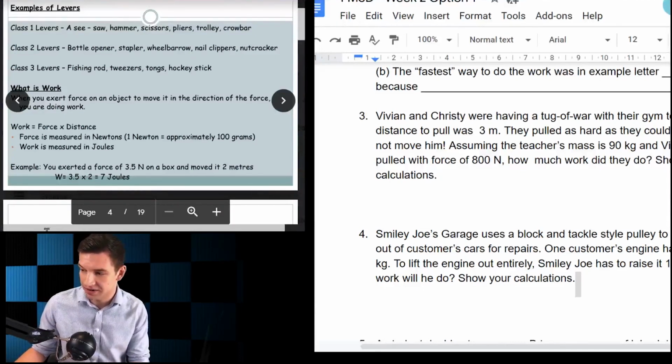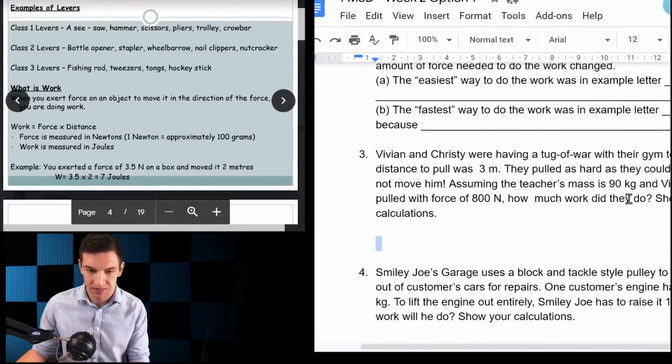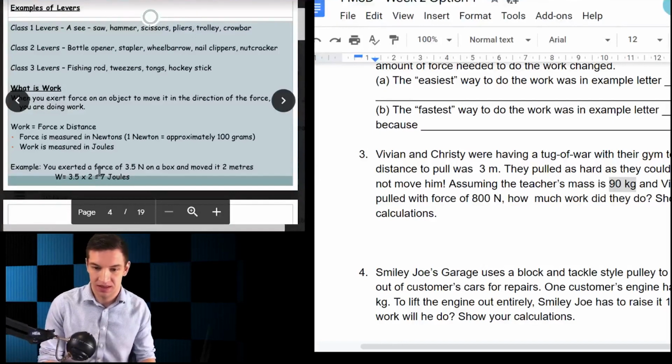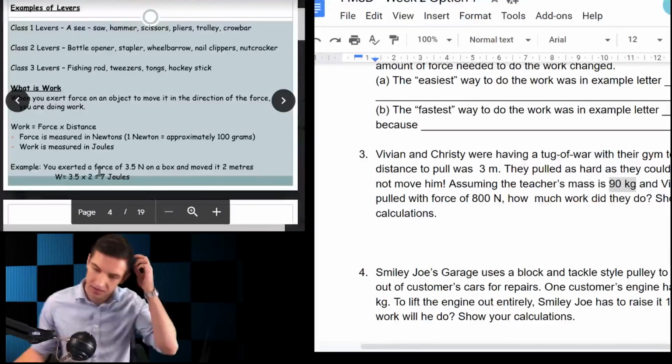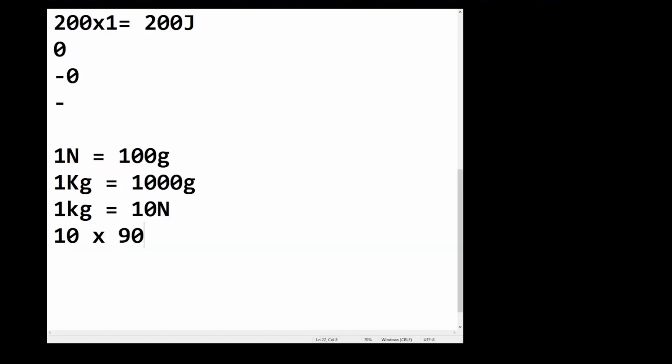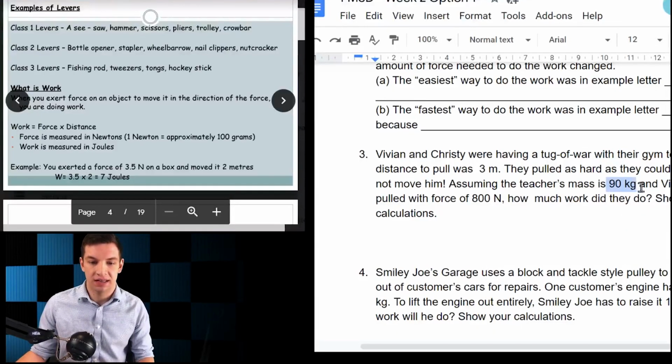So for our question here, we have our gym teacher who weighs 90 kilograms. How many newtons is that? So if 1 kilogram is equal to 10 newtons, how much is 90 kilograms in newtons? We want to multiply this number by 90. So 10 times 90 equals, you guessed it, 900 newtons of force. So boom, now you can calculate this. This is a lot easier now because instead of the teacher weighing 90 kilograms, what it's actually saying is the teacher is exerting 900 newtons of force.